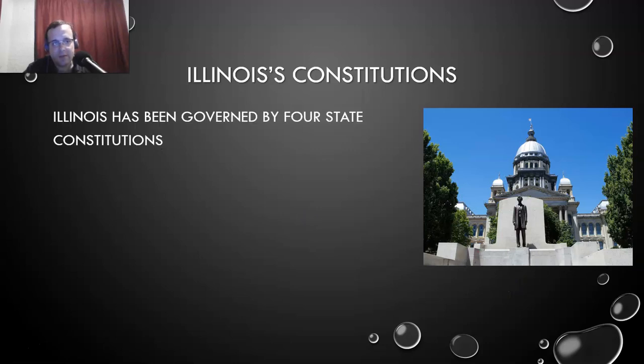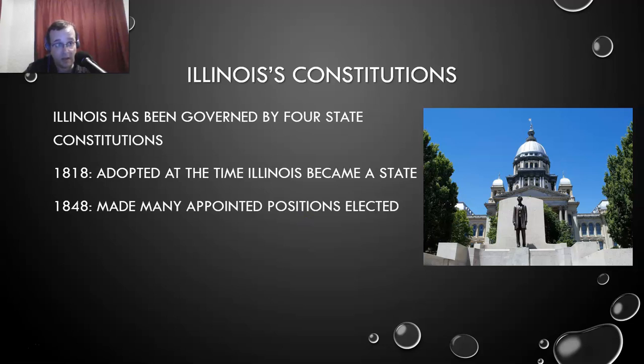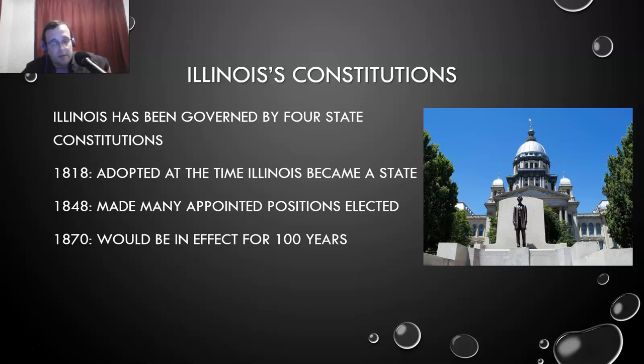we've had four constitutions, as I've said. 1818 was Constitution number one. That was adopted at the time we became a state. That lasted until 1848, where a lot of the positions that were there became elected instead of appointed. 1870, our Constitution's going to be in effect. We changed it again. It would be in effect for the next 100 years, and the 1970 Constitution is still in effect today.